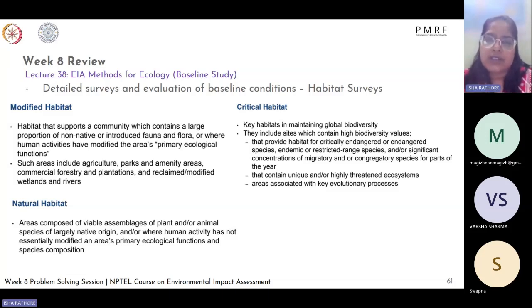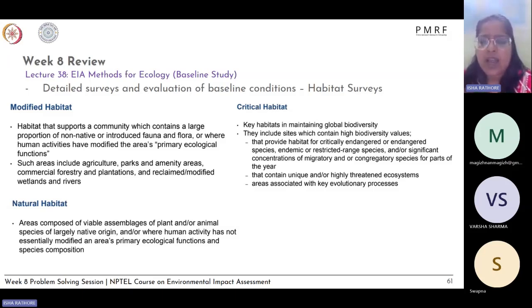The third kind of habitat is the critical habitat. So this is a key habitat in maintaining the global biodiversity. These include sites which contain high biodiversity values. For example, sites which have habitat for critically endangered or endangered species, for endemic or restricted range species, or significant concentrations of migratory or congregatory species for parts of the year.